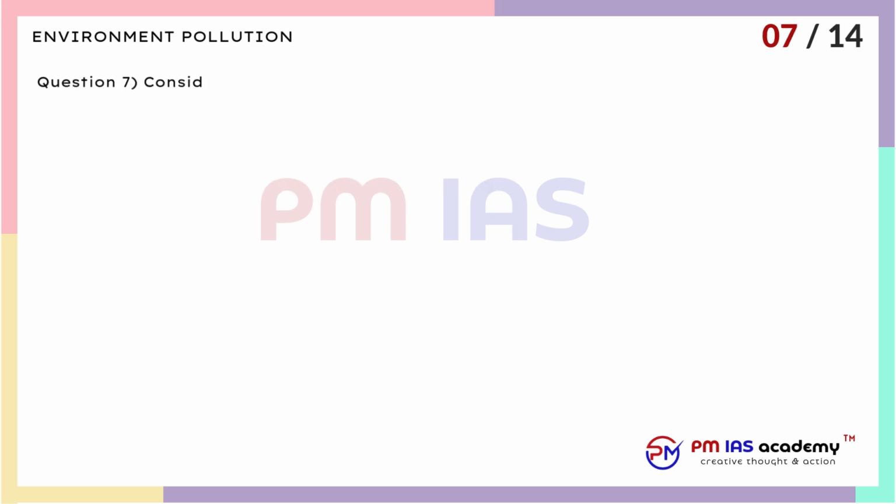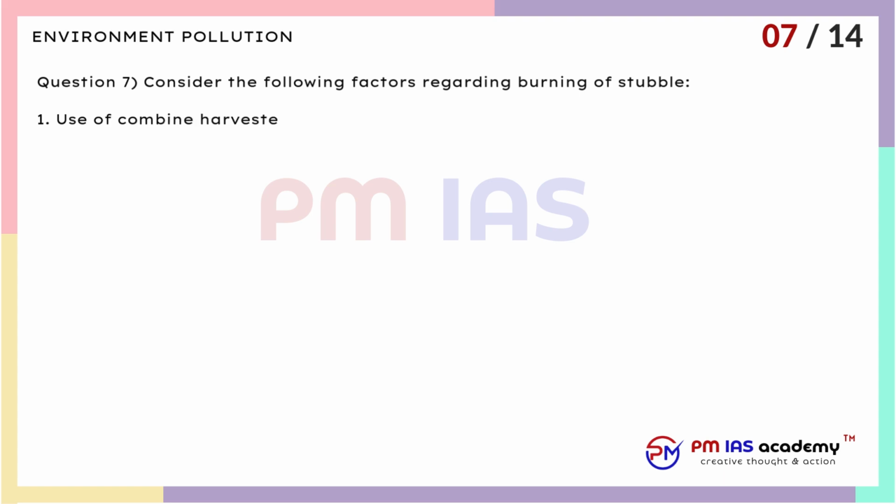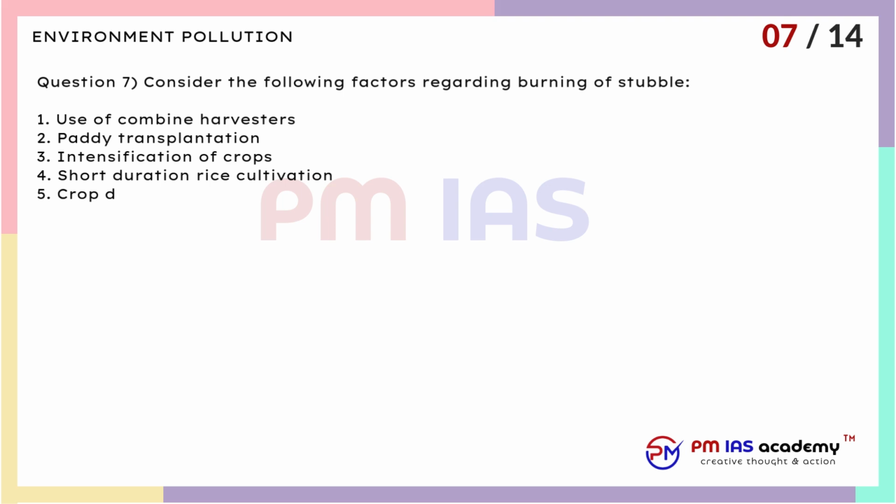Question 7. Consider the following factors regarding burning of stubble. 1. Use of combine harvesters. 2. Paddy transplantation. 3. Intensification of crops. 4. Short duration rice cultivation. 5. Crop diversification. Which of the factors mentioned above are responsible for the burning of stubble by the farmers?